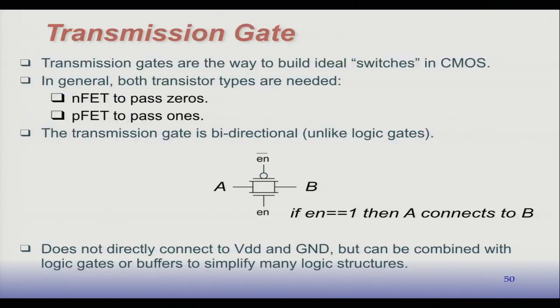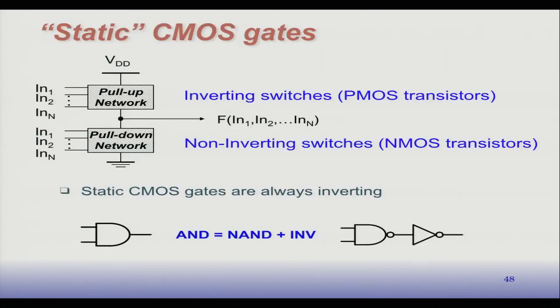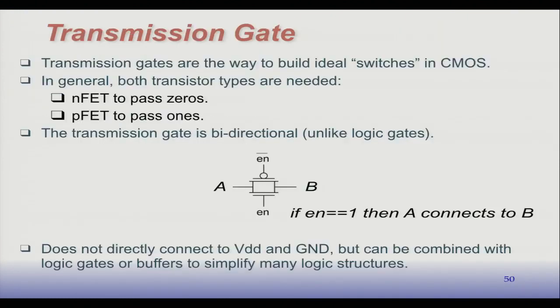Okay, so today, here's a new idea. So that was all what we call static CMOS. And all the logic gates take this form, as I described. There's another way to use transistors to build CMOS circuits, and it's based around the idea of a transmission gate.